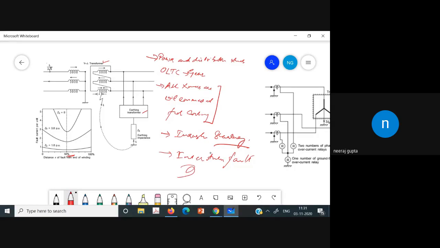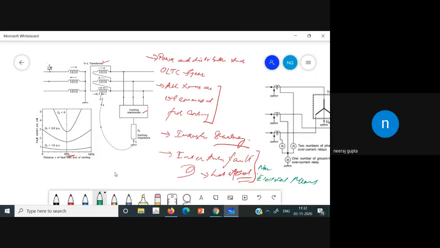Interturn faults are faults within the turns of the transformer, and they will create a hot spot within the transformer winding. However, if we see it from the relay, the current is not appreciable in that case. So we can detect this interturn fault by non-electrical means.